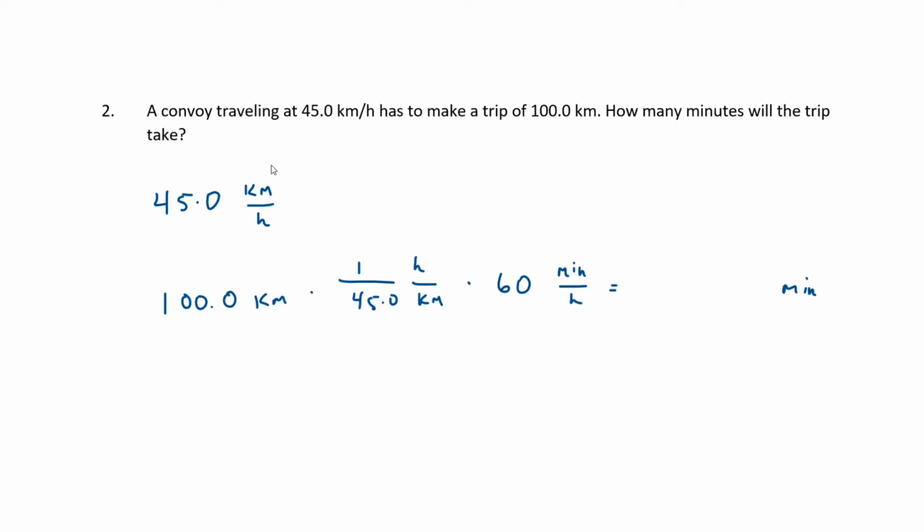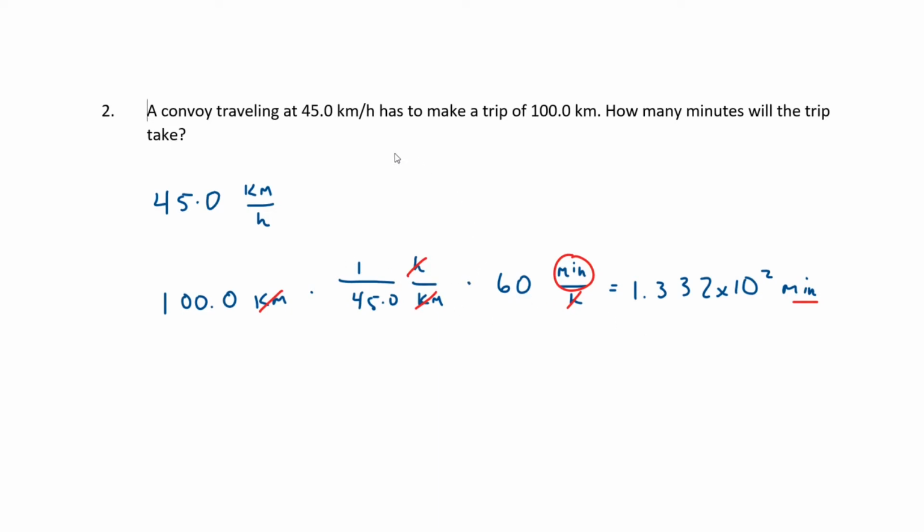Okay, so we know that because we can cancel out. So kilometers divides out kilometers, hours to hours. All we're left with is minutes. And 100 divided by 45 is 2.22. And multiplied by 60 gives us 1.332 times 10 to the 2 minutes, or 133.2 minutes.